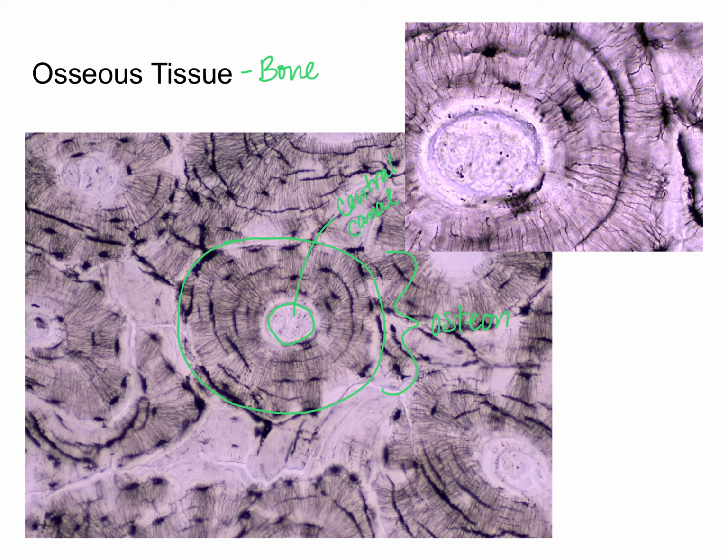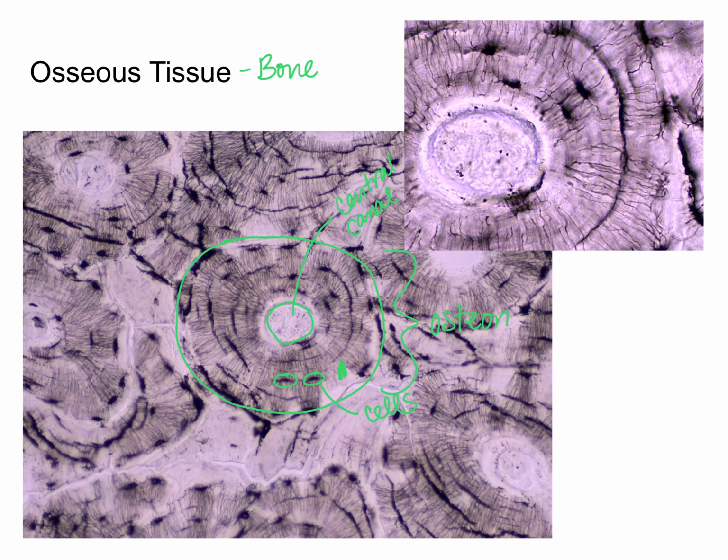And through that central canal, there would be blood vessels and lymphatic vessels and nerves running through the bone to get to different parts of the bone. Now, looking at the tissue itself, these little dark spots here are the cells. And then all of the beige stuff in between.